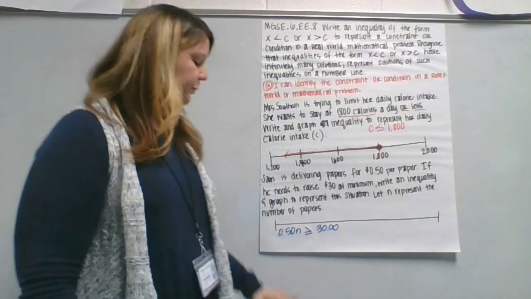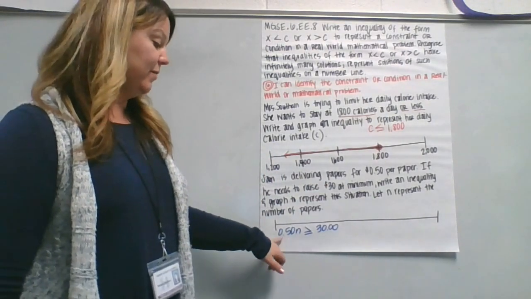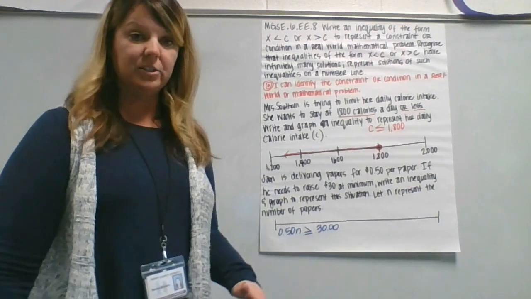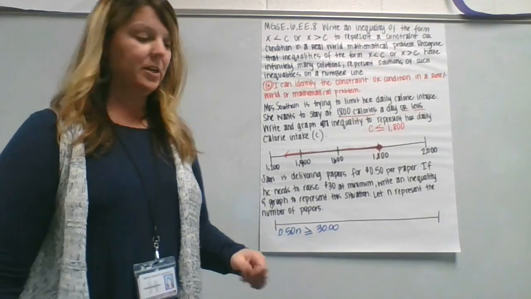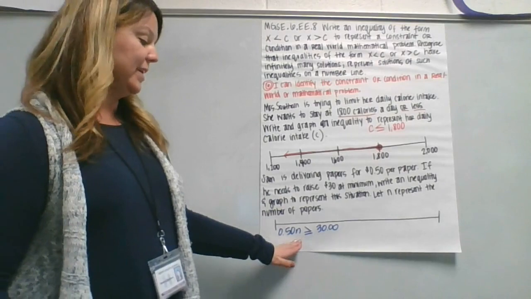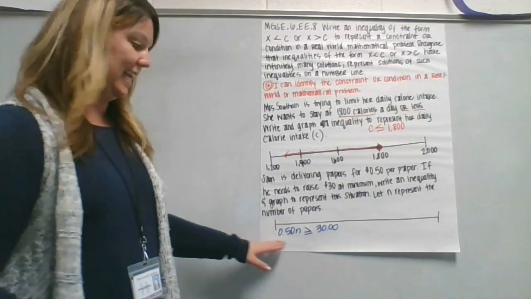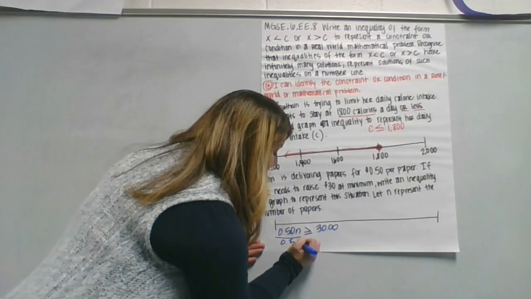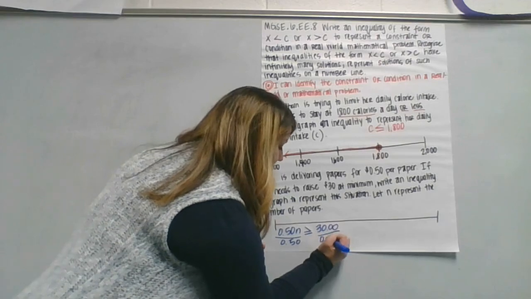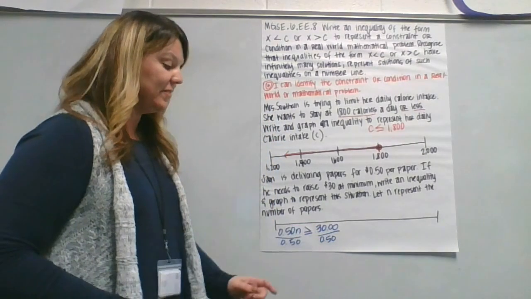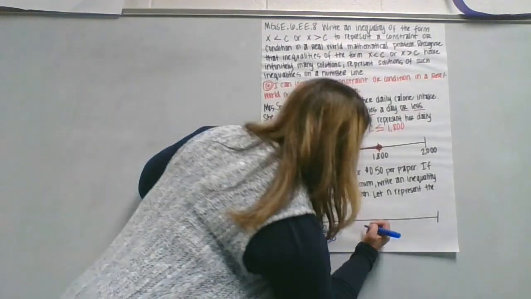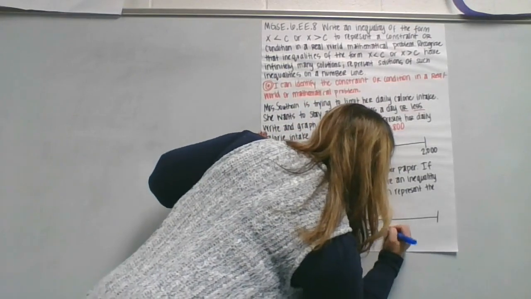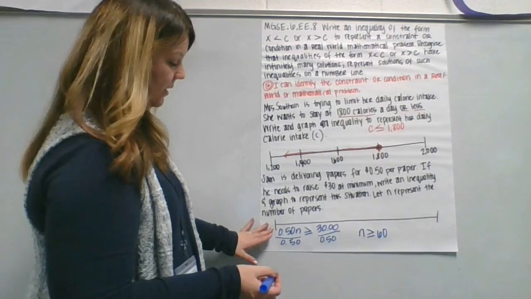So I know that 50 cents there, that's two papers for a dollar, right? If I want to make $30, then that means I need to sell a minimum of 60 papers. Okay, so the minimum value that's going to make this equation true is 60, which means that N, and I can figure that out by dividing by 50 cents on both sides. I just did that mentally, okay? So 30 divided by 50 cents is going to be 60, which means N needs to be greater than or equal to 60.